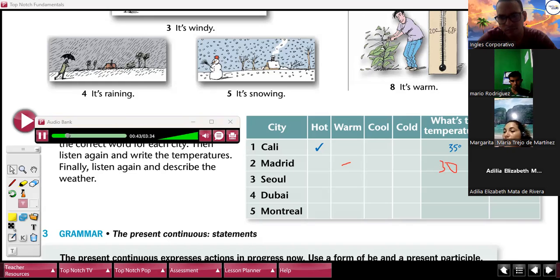Windy. Okay, it is windy. Report three is correct. Let's go with report three.